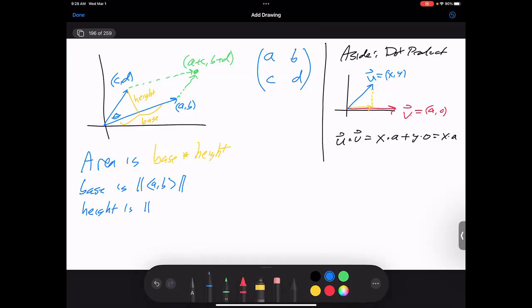I'm sorry, not the cosine of theta, times the sine of theta, right? Because if I have a right triangle here, my hypotenuse has the length of CD. And so the length of this height here is just going to be the hypotenuse times the sine of the angle.